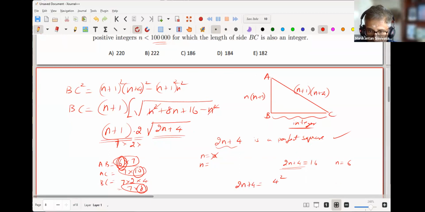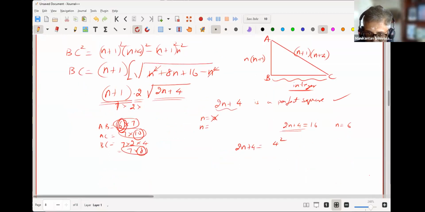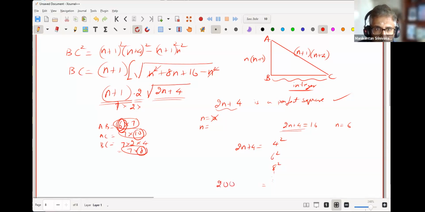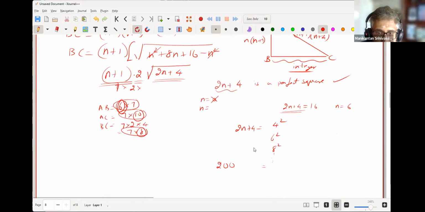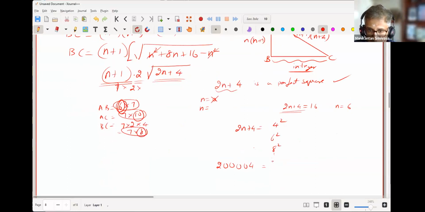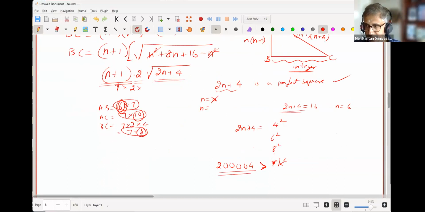So 2n+4 can be 4 squared, 6 squared, 8 squared, all the way till what square is the question. The maximum is 200,004, since n is at most 100,000. So if the last one is k squared, as long as k squared is less than 200,004, we are okay. We'll have to find the last k that satisfies this.